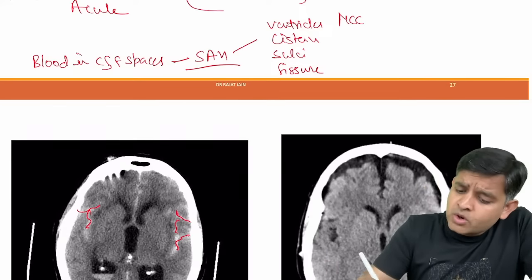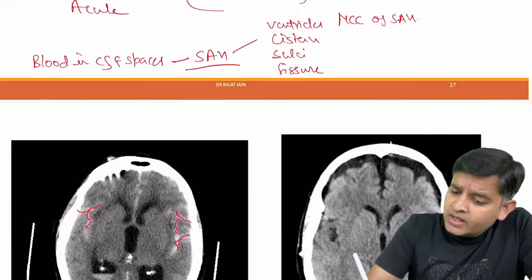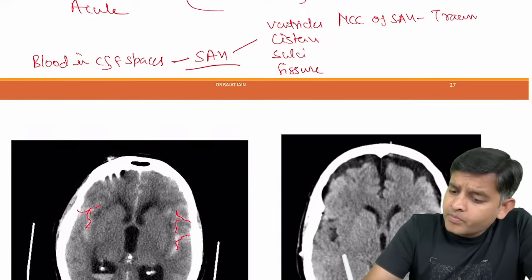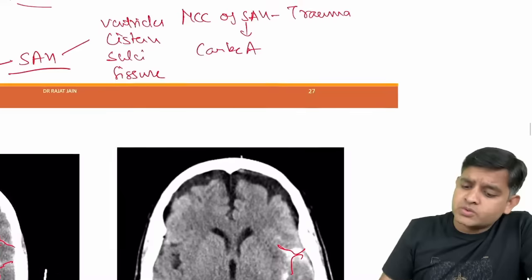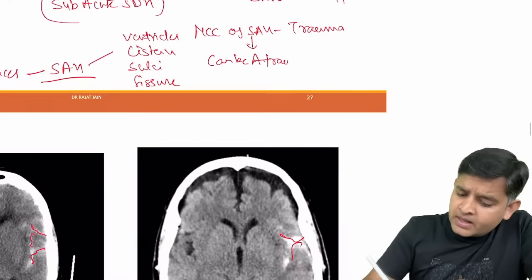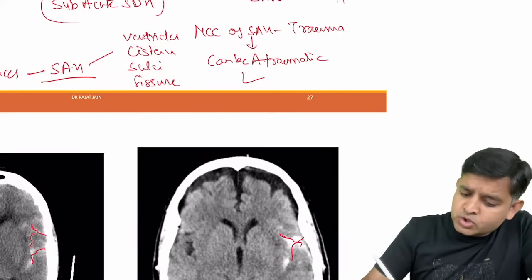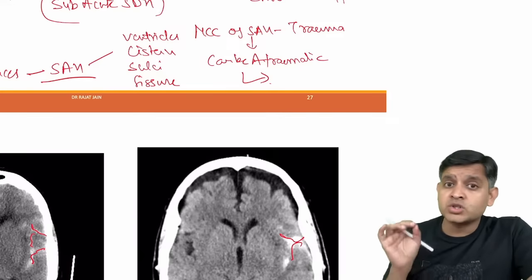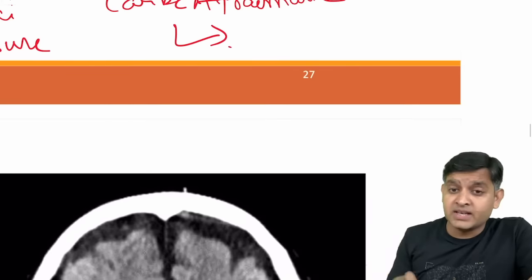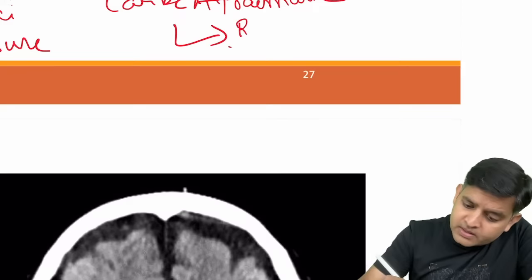The most common cause of SAH is also trauma. But SAH can be atraumatic also. And what is the most common cause of atraumatic SAH? Likh do jaldi se. Most common cause of atraumatic SAH. Pata chale yehi question aa raha hai is bar exam mein.